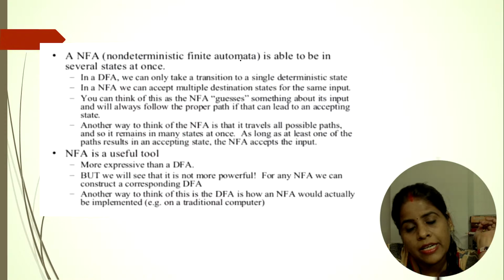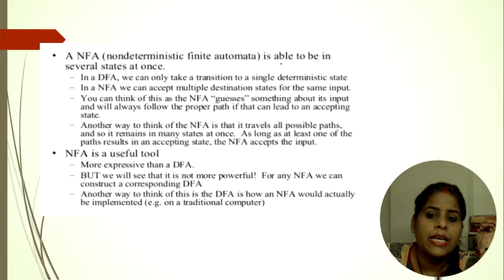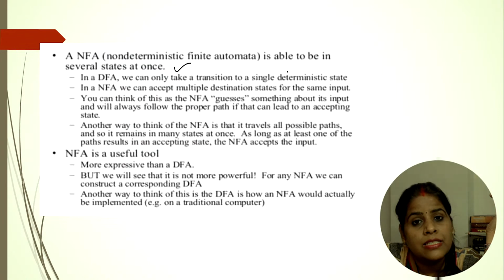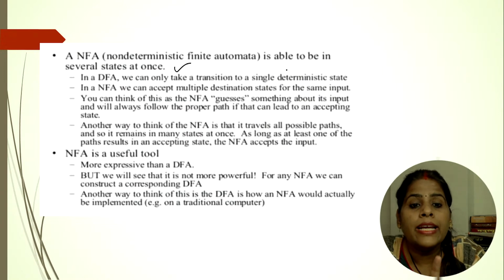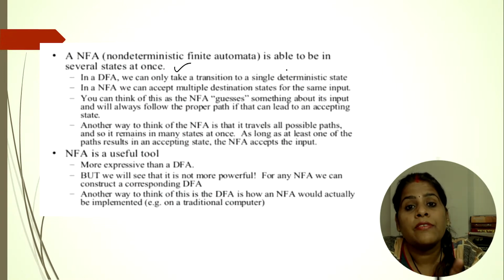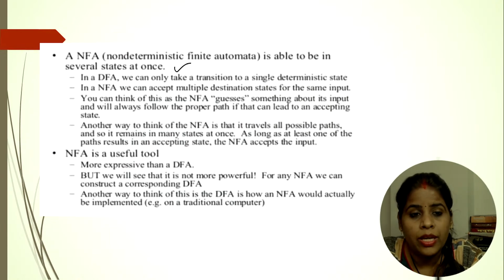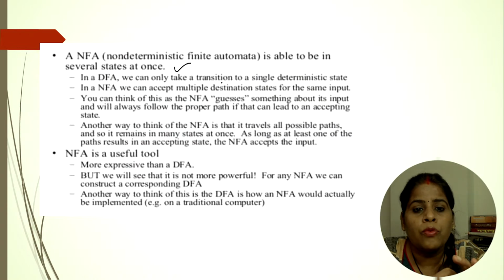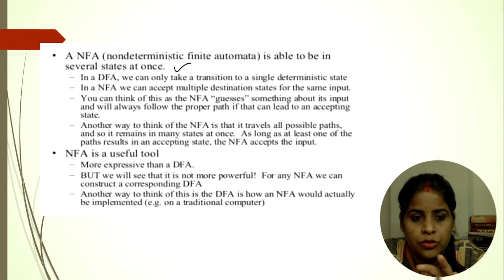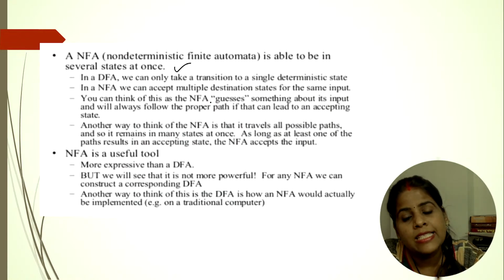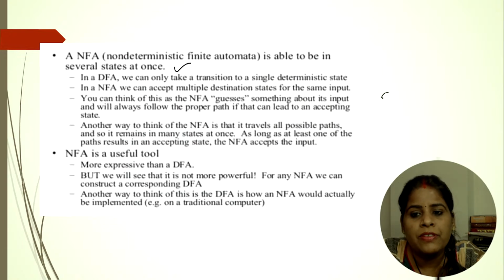An NFA, non-deterministic finite automata, is able to be in several states at once, means there are so many transitions. In DFA there is a single transition for a single input symbol. But in NFA there are several states and several transitions. In a DFA we can only take a transition to a single deterministic state. In NFA we can accept multiple destination states for the same input. You can think of this as the NFA guesses, means there is 50-50 chance.